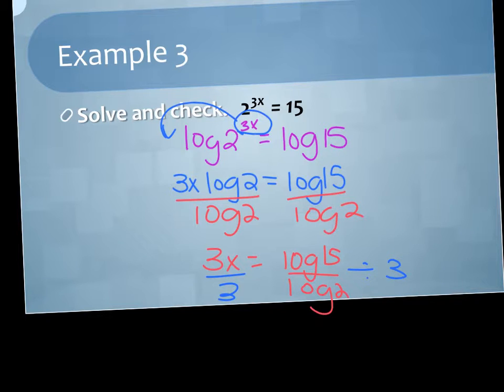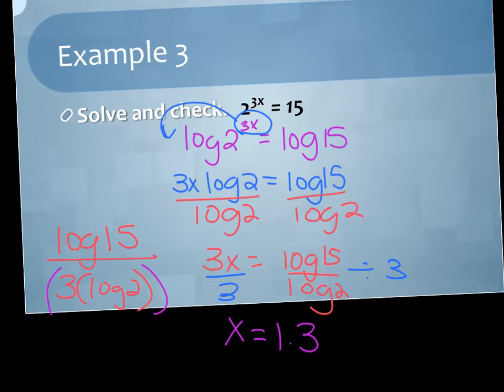Or if it's straight multiplication again, across, you can actually do that all in one step. So I can do log of 15 divided by 3 times the log of 2. But you would want to group these together in parentheses. So I can either do it in 2 steps. Find the log of 15, divide it by the log of 2, and then divide that by 3. I get 1.302.